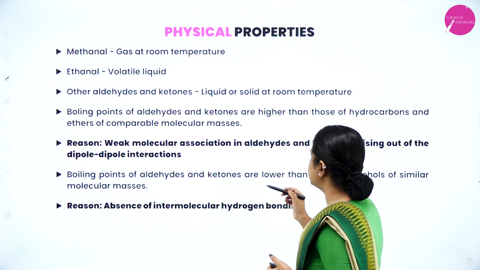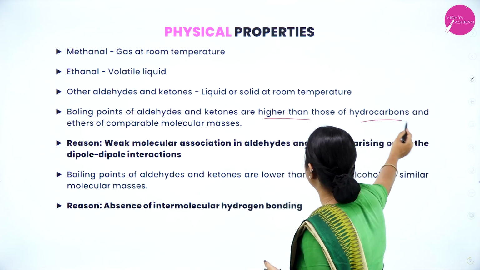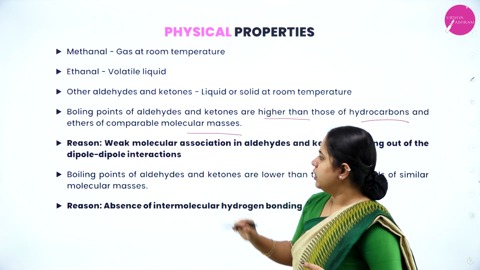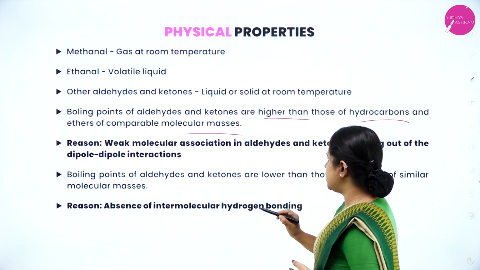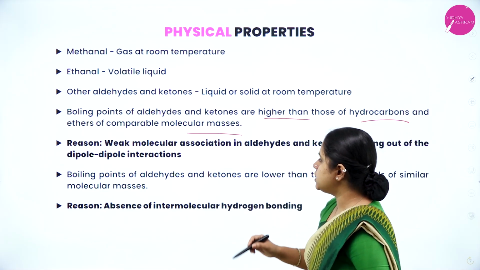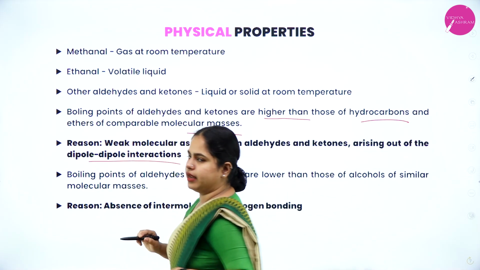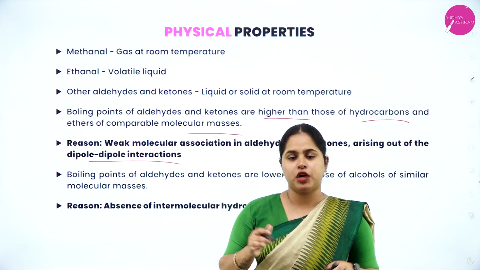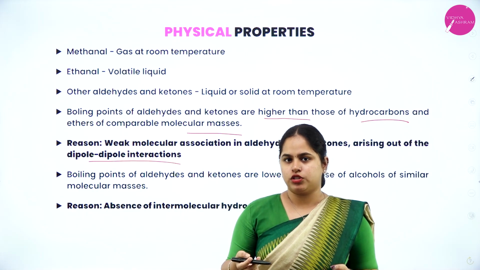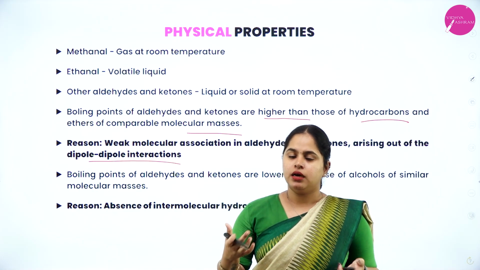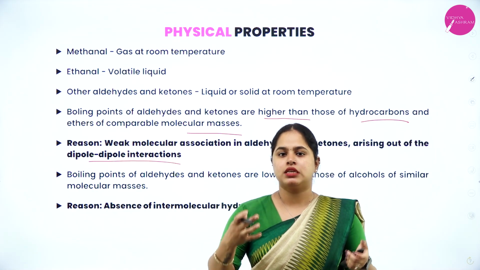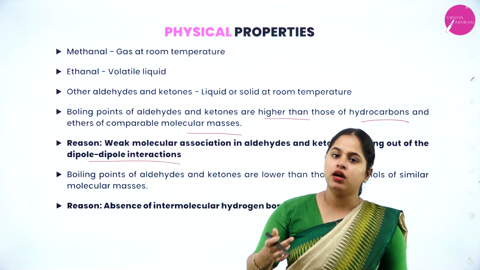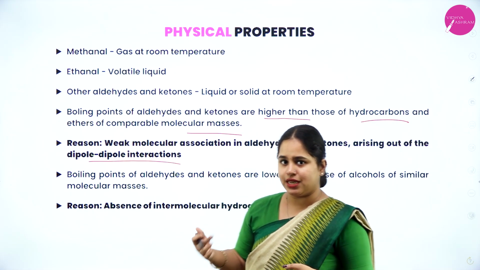Boiling points of aldehydes and ketones are higher than those of the hydrocarbons and ethers of comparable molecular mass. The reason is weak molecular association in aldehydes and ketones arising out of dipole-dipole interaction. So, in aldehydes and ketones, there will be dipole-dipole interactions because of the polarity of the carbon-oxygen bond. Because of the dipole-dipole interactions, aldehydes and ketones will have a higher boiling point compared to the corresponding hydrocarbons and ethers.